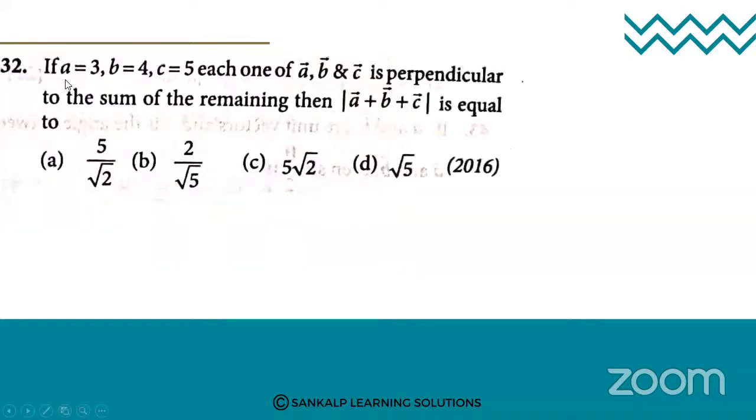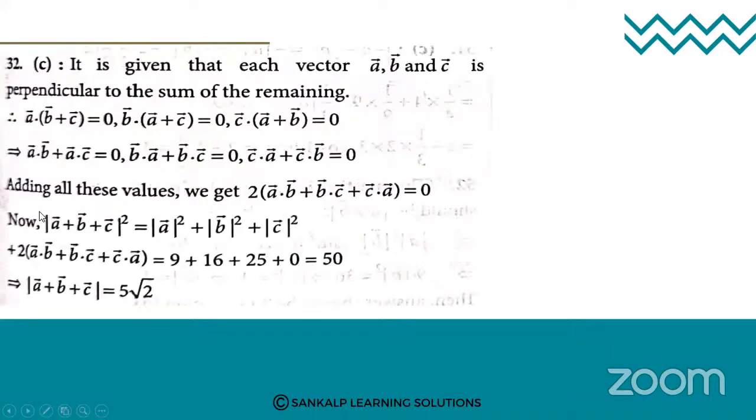Next, example 32. See, if a equals 3, b equals 4, c equals 5, and each one of a, b, c is perpendicular to the sum of the remaining, then mod of a plus mod of b plus mod of c is equal to... Okay, so again, the a value, b value and c value are given, and they are saying each one is perpendicular to the sum of the remaining. Then the mod of a plus b plus c is equal to what?